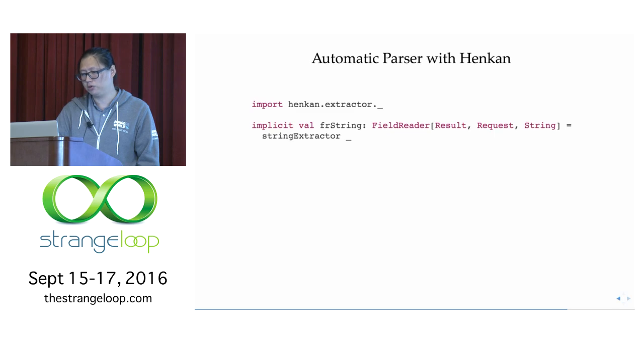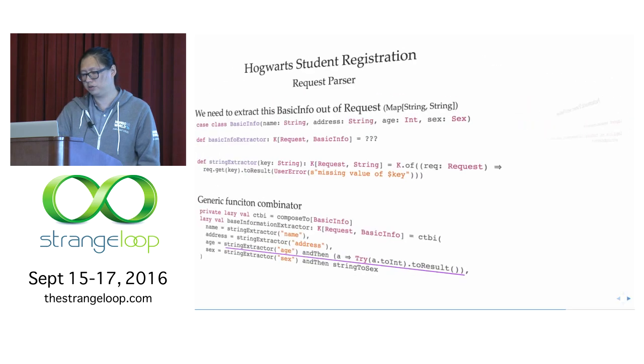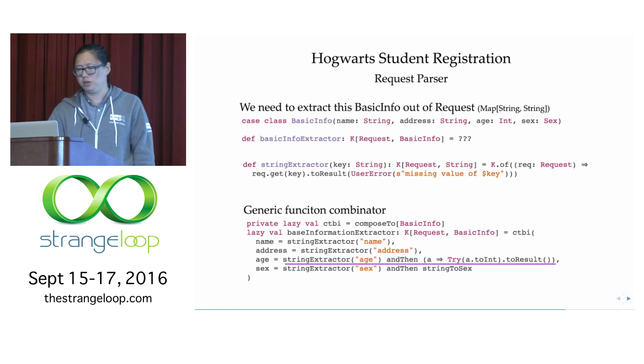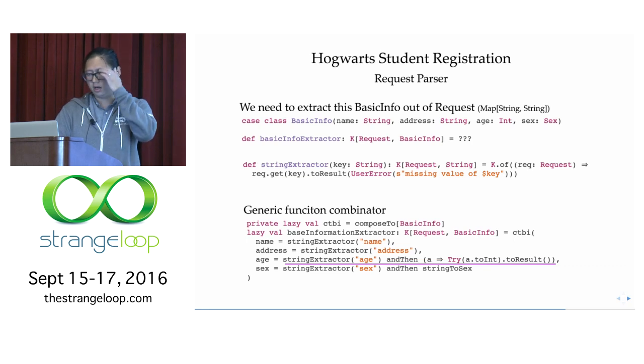So we can also do automatic parser with Hankin. If you look at this, this is the manual part. What do you mean by manual parser? Because you still have to compose a basic information parser or extractor, or a K from request to basic information, by providing name, address, age, and sex, and all the functions that do that.